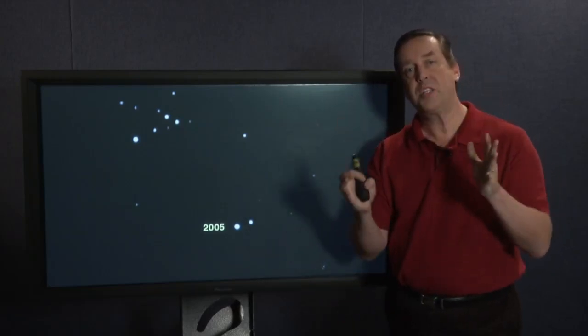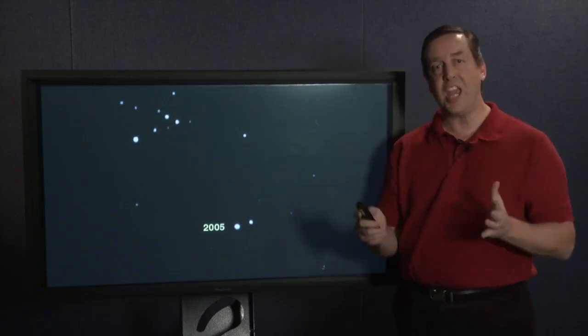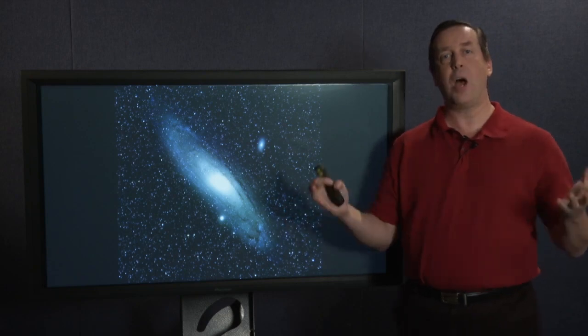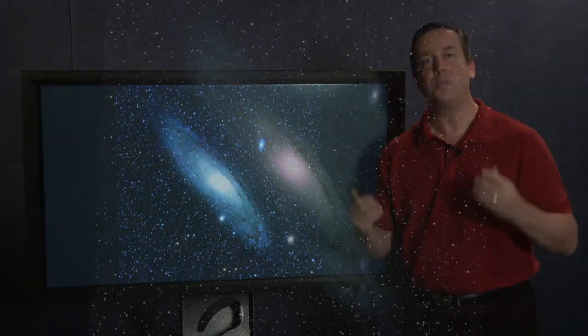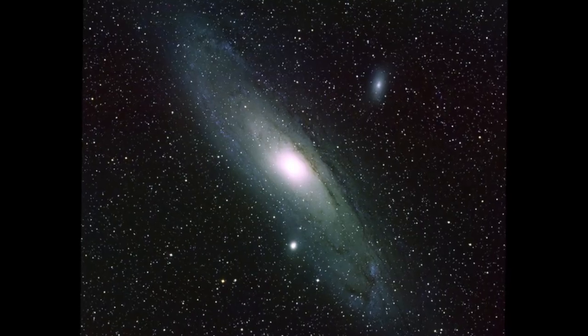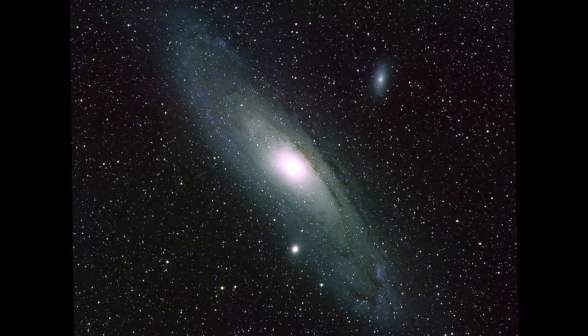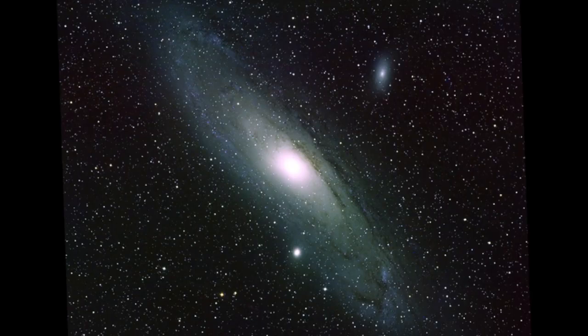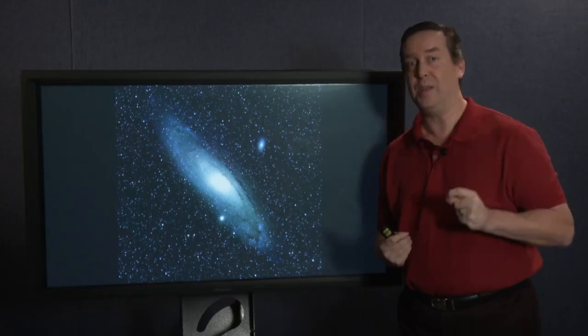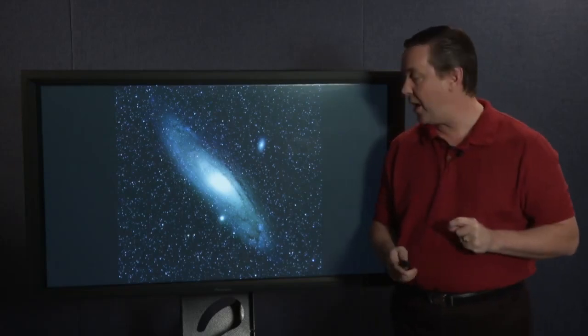Now, what we want to be able to do is measure that same motion, but for the Andromeda Galaxy. But the Andromeda Galaxy is about 1 million times farther away than Barnard's star. So the motion would be approximately 1/1,000,000th the size of the motion of Barnard's star. That would be incredible if we could do it. And Hubble has been able to do it. Let me tell you how.